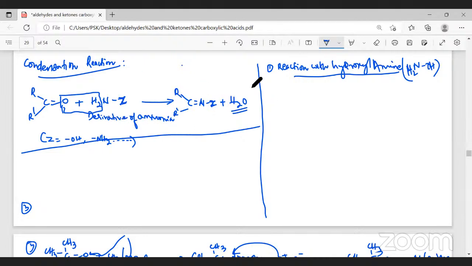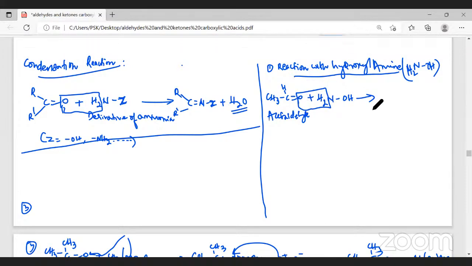We will take a specific example here, like formaldehyde, acetone, aldehydes, anything. We'll take acetaldehyde. The first reaction, we will take acetaldehyde. When this acetaldehyde is allowed to react with hydroxylamine, NH2OH, what gets eliminated? This H2 and O gets eliminated as H2O.